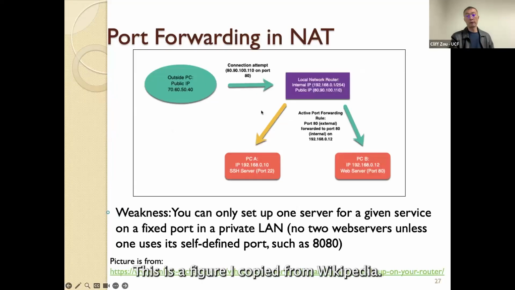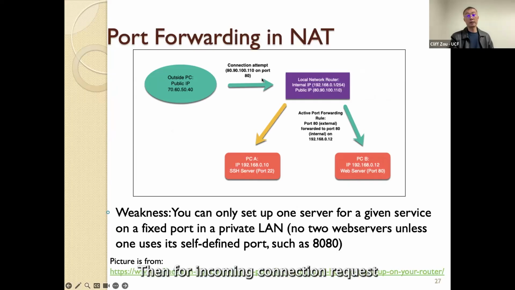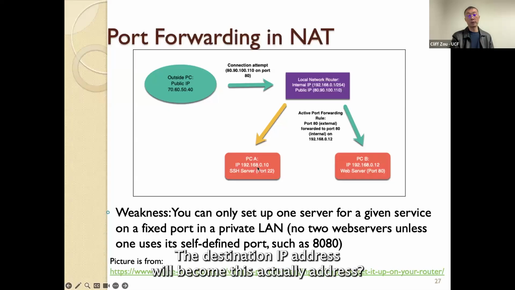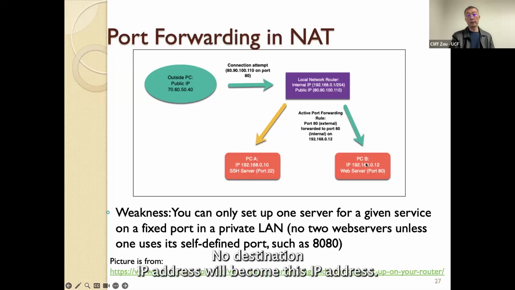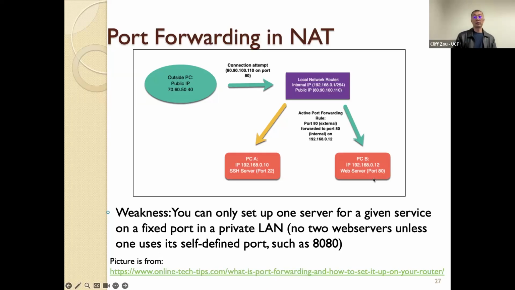This is a figure I copied from Wikipedia. Suppose within your Wi-Fi network, you have an SSH server and a web server. Then for an incoming connection request with this port number, because this is port 80, the packet will be allowed to come in and it will go through translation. The destination IP address will become this IP address, and the port number does not change. So the packet will be forwarded to this specific internal computer.